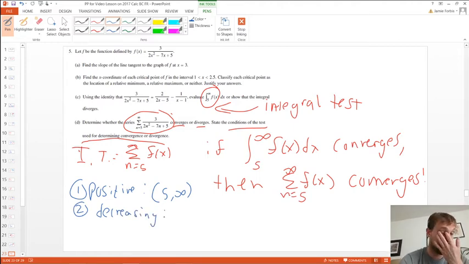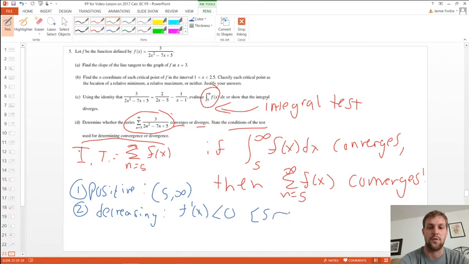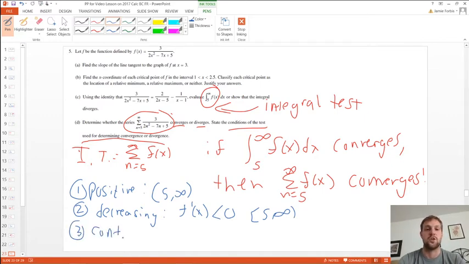And if you use your derivative from part A, you could tell that f prime of x is always going to be less than 0 for the domain 5 to infinity. All right. And then lastly is that it's continuous. And this function is continuous except at the points 1 and 2.5, but it is continuous on the interval 5 to infinity. So that's the integral test.